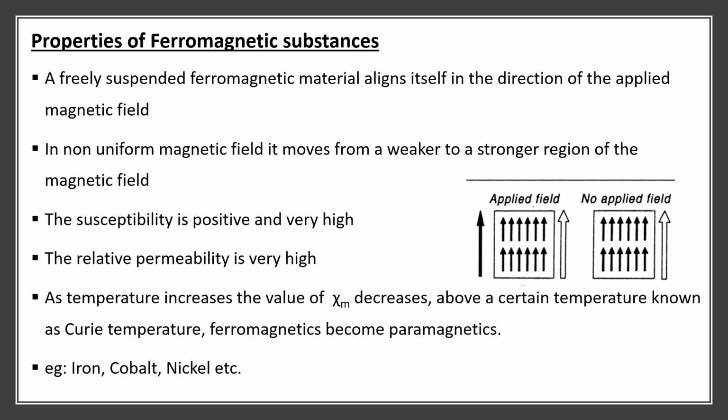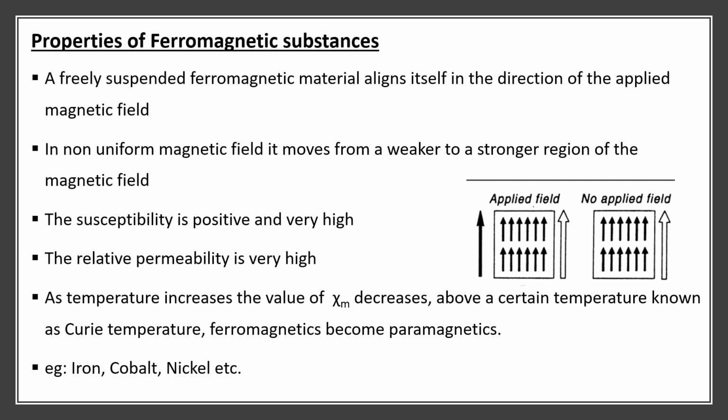The third property is that the susceptibility is positive and very high. The fourth is that the relative permeability is very high. The fifth is that as the temperature increases, the value of susceptibility decreases. And above a certain temperature, the ferromagnetic material becomes paramagnetic. This temperature is known as the Curie temperature.